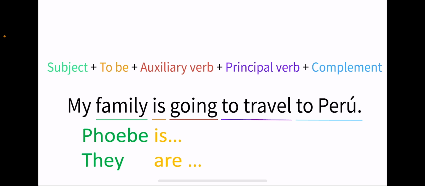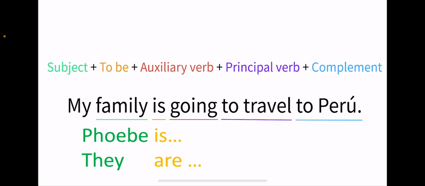For the negative, we know that we're going to put not next to verb to be. So my family is not or isn't. Phoebe is not or isn't. And they are not or they aren't.